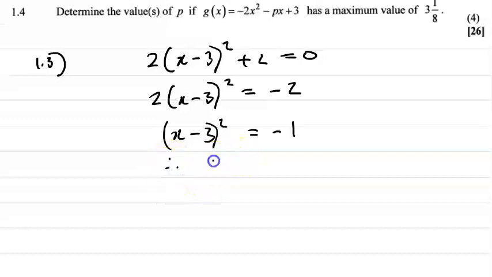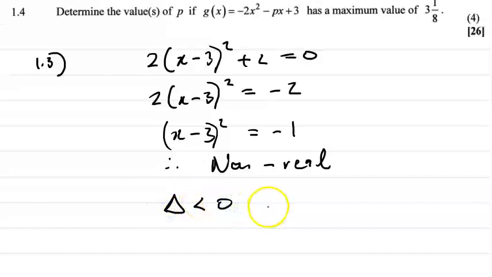So therefore, we can say that the roots will be non-real. Why? Because remember that delta will be less than 0 for non-real roots. And as you can see here, we have minus 1. So therefore, our roots in this particular question will be non-real roots.